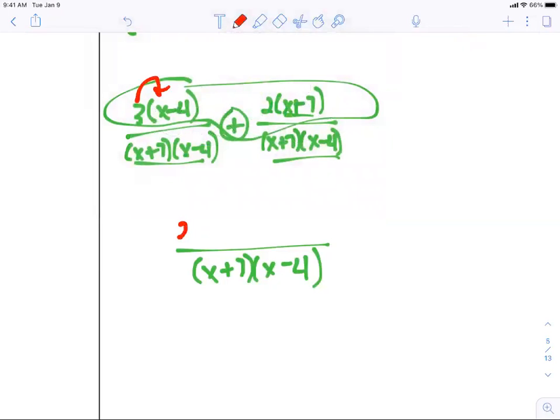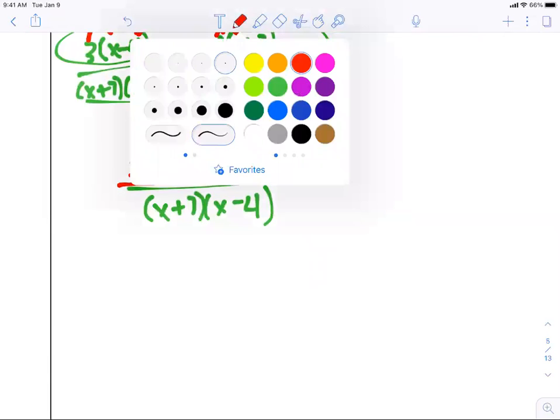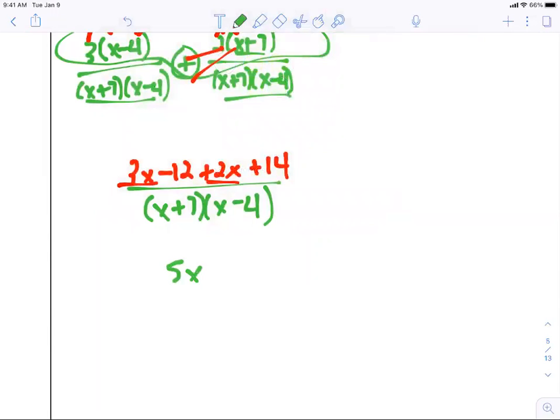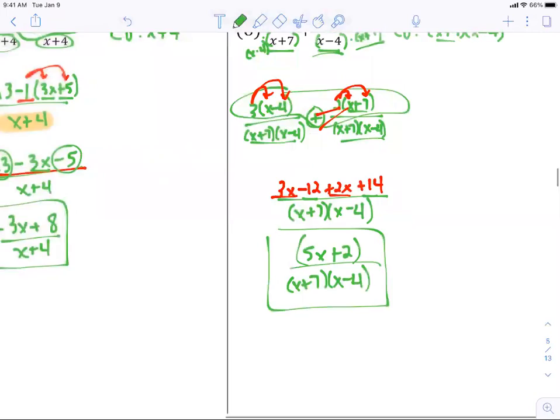3 times x is going to end up being 3x. 3 times -4 is going to end up being -12. Positive 2 times x ends up being a positive 2x. And positive 2 times 7 ends up being positive 14. Let's see if we can simplify anymore. We have 3x plus 2x, that's going to simplify and end up being 5x. -12 plus 14 is going to end up being a positive 2. And because that doesn't simplify with anything that's on the bottom, now that we're one fraction, that just means this is as simplified as it gets.